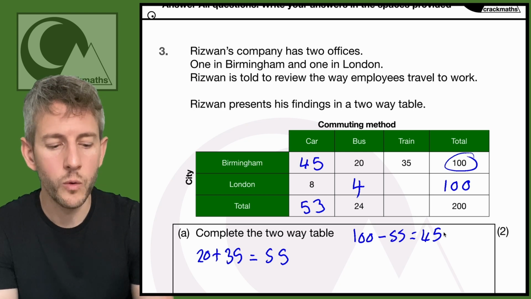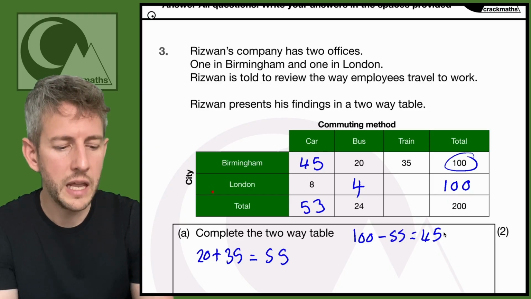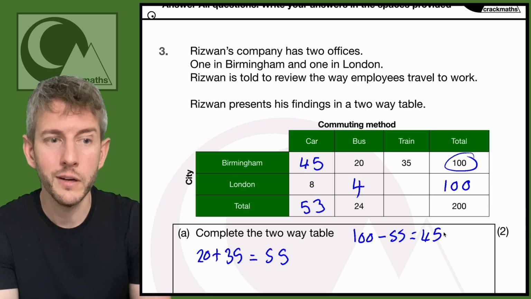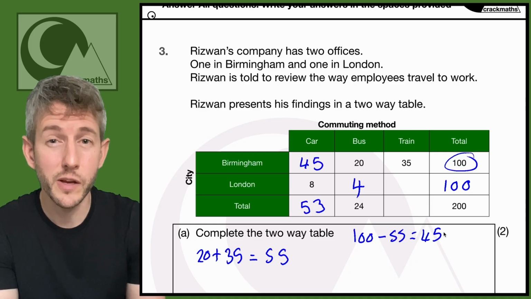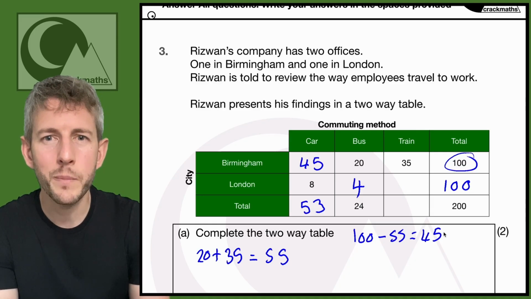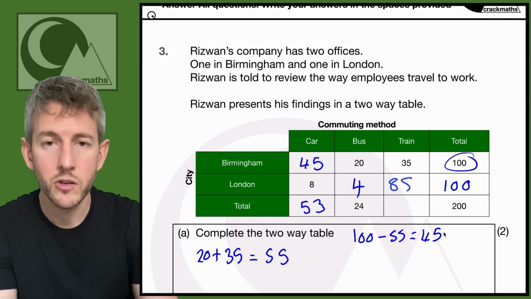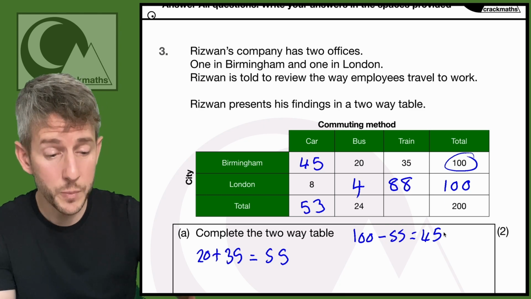Right, now I can pick which one of these to do. I'm going to do the London row here, just because the numbers are smaller. So I've got 8 people came by car, 4 people came by bus, the rest of them took train, and the total is 100. So 8 plus 4 is 12, and I know that 12 add 88 makes 100. So therefore that must be 100 there. And now what I've got here, I've got 35 and 88. So that's a little bit of a harder one.